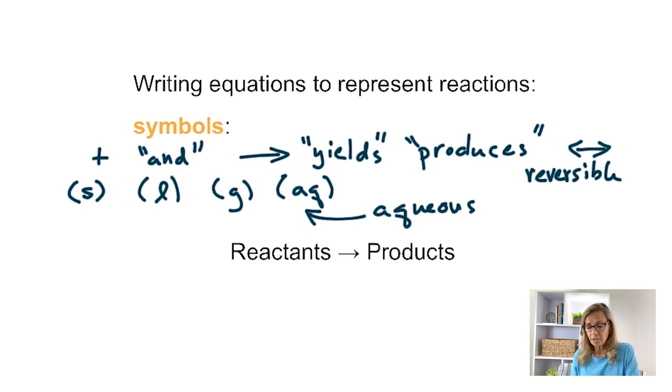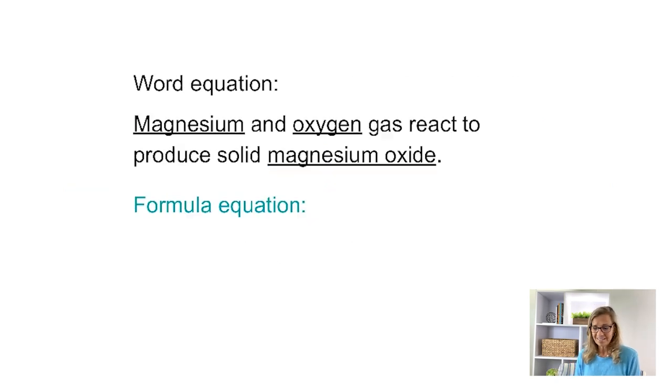And then you already knew this probably, but the reactants will be on the left and the products will be on the right. So let's get started. We have a word equation here. Magnesium and oxygen gas produce solid magnesium oxide. This is a reaction I like to do in the lab. You take a little strip of magnesium and you use tongs to hold it in the Bunsen burner, and it makes a bright white light and heat and sound sometimes, and you get this white crumbly solid magnesium oxide.